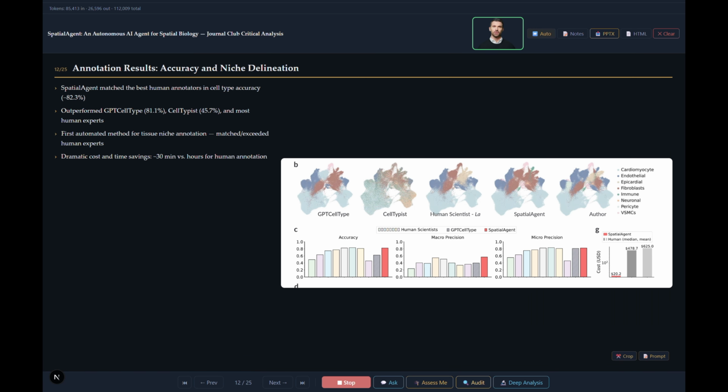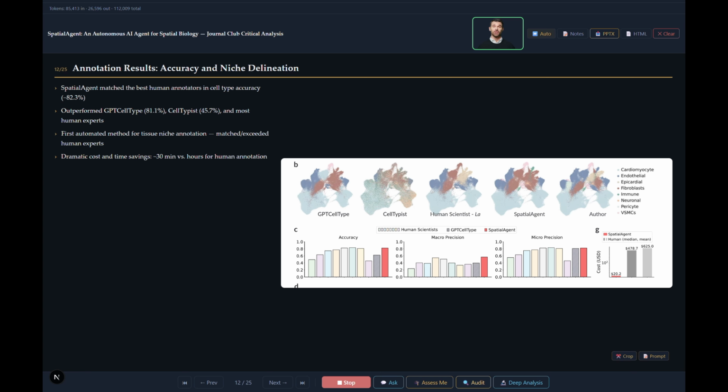Looking at the quantitative results, SpatialAgent achieved about 82% accuracy for cell type annotation, closely matching the best human expert. GPT cell type was slightly behind at 81%, but CellTypist performed poorly at only 46%, largely because it was designed for scRNA-seq rather than MERFISH data. For tissue niche annotation, there were no existing automated baselines, making SpatialAgent arguably the first tool for this task. It matched or outperformed all 7 human annotators while completing the analysis in about 30 minutes versus hours for humans.